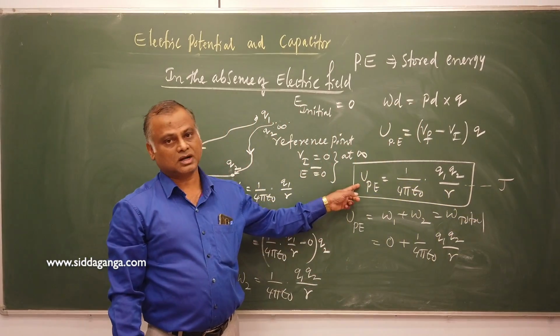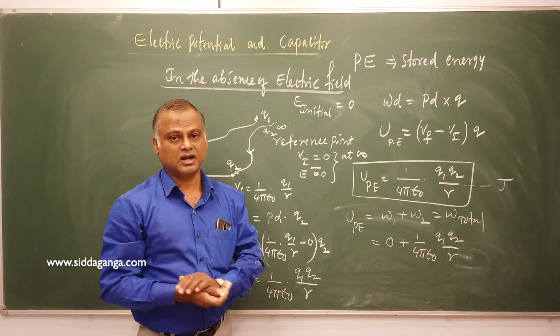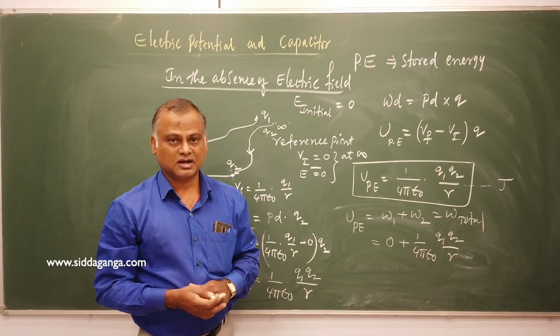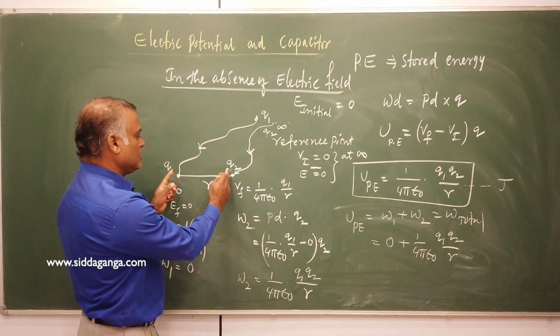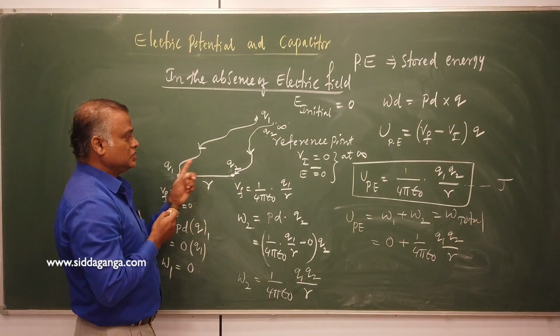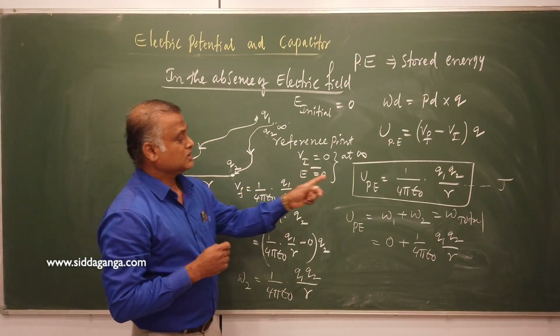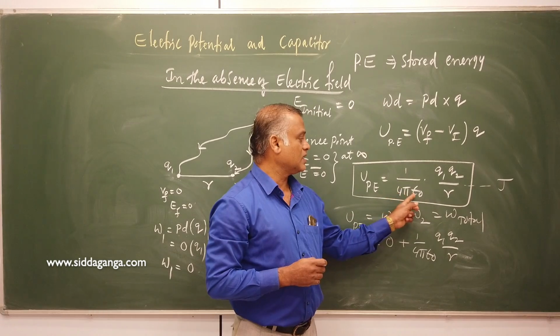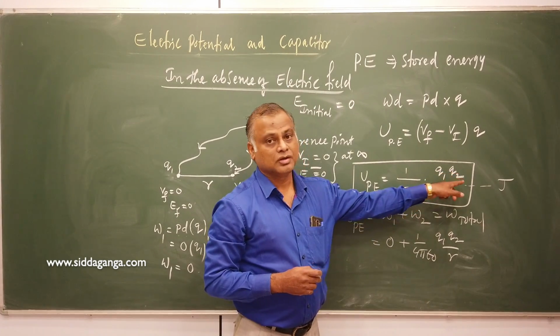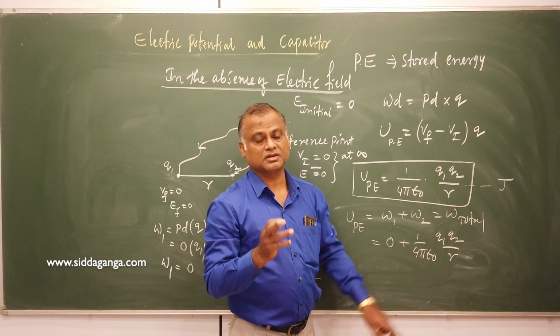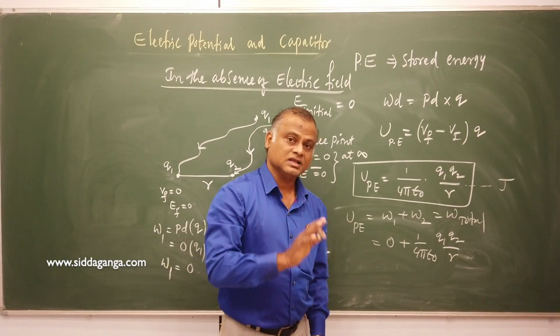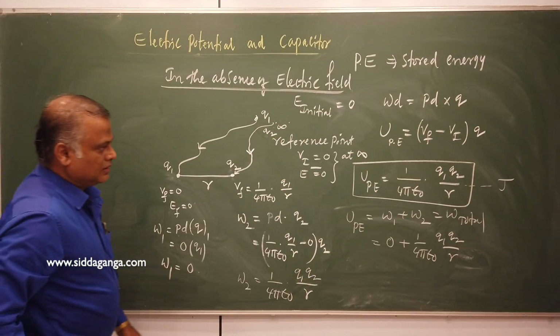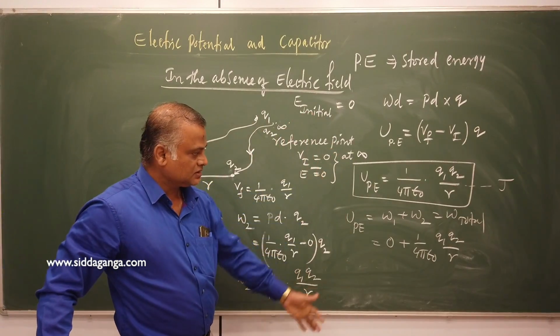Again, work done is a scalar quantity. Potential is a scalar quantity. If you have any one charge negative, say Q1 is positive, Q2 is negative, then you must write potential energy as 1 by 4 pi epsilon naught Q1 into minus Q2. If any one of the charges is minus, take the sign also. I think, have you taken this?